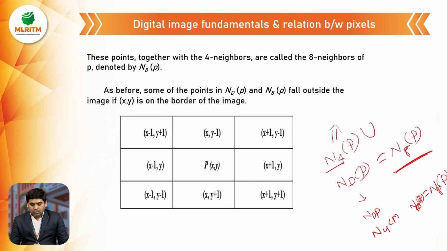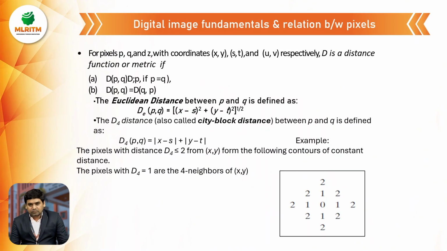So, as before, some points of ND of p and N8 of p fall outside of the image if x comma y is on the border of the image, which is one property of this relationship between pixels. And also the distance between these pixels.